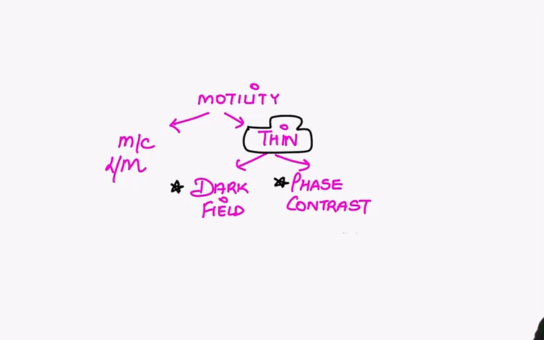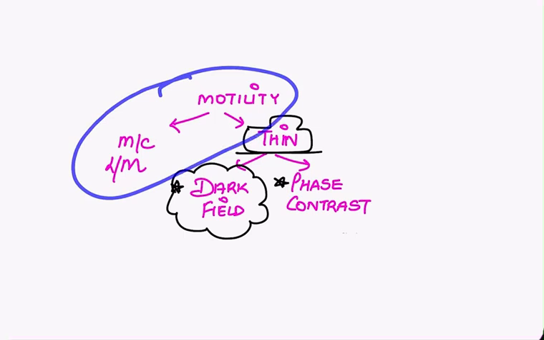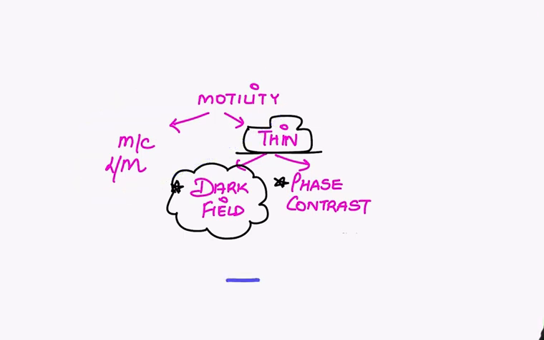So both are useful, but if I have to select one in the exam for thin organisms, the preferred one is dark field, and that is performed more commonly. So please read carefully. In general, motility is seen on light microscope. For thin bacteria, it is seen on dark field and phase contrast, more commonly on dark field. Now let's move on to the next microscope that we have, and that is going to be the fluorescent microscope.